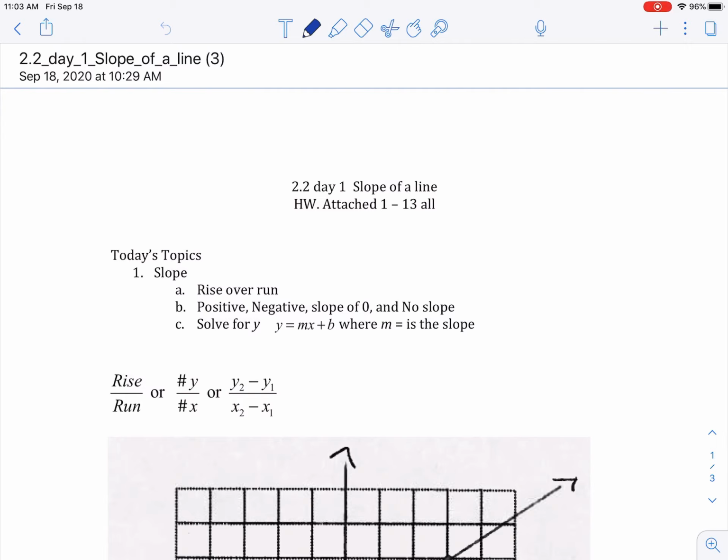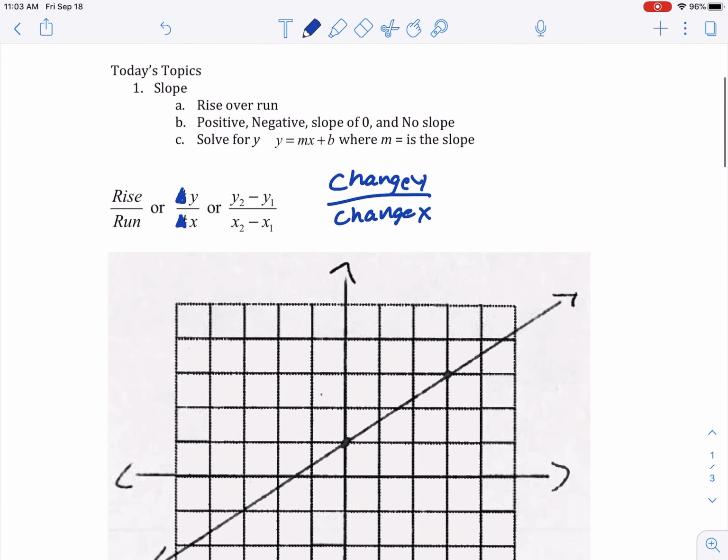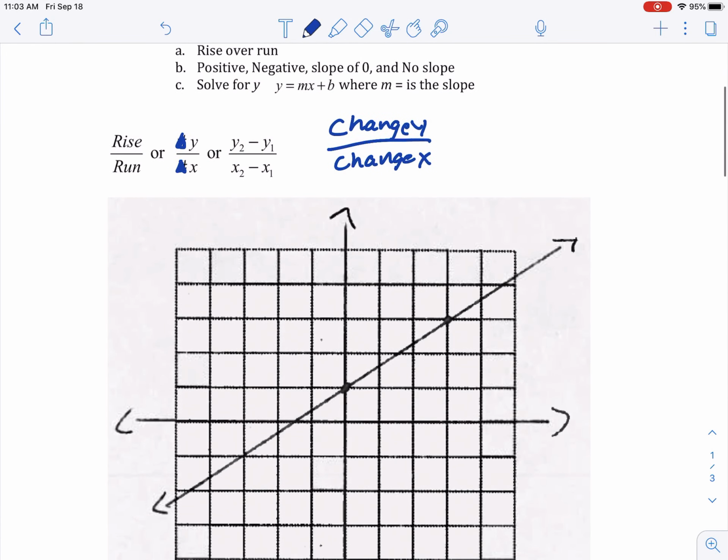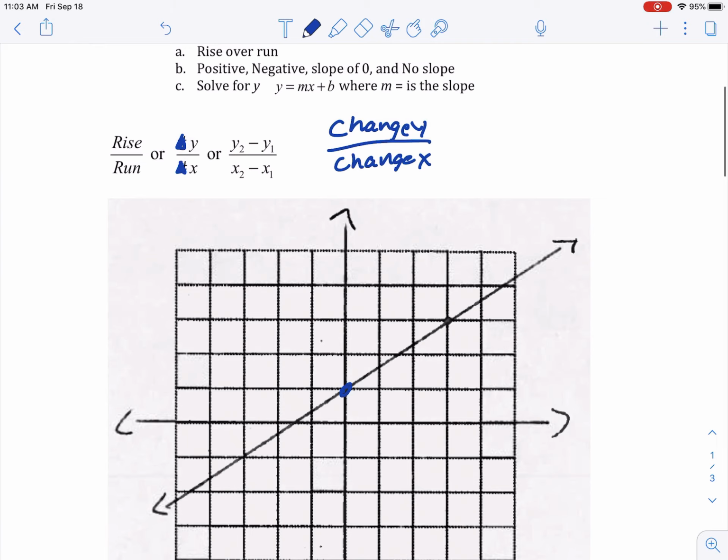So first of all, you all should have made this adjustment already, but this hashtag should be a triangle, and a triangle right there. That really is signifying the change in y over the change in x. Okay, so right here we looked at going from this point to this point and talking about the slope.